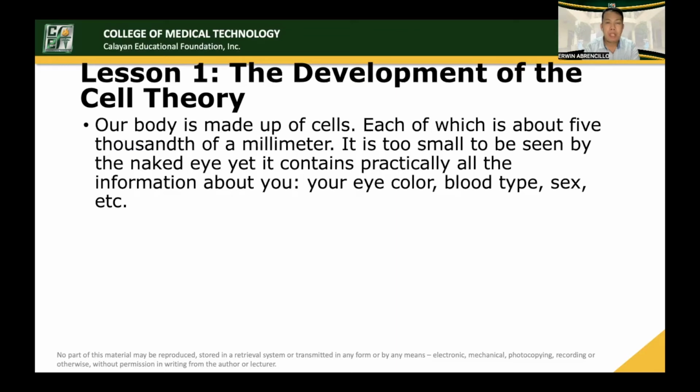Our body is made up of cells. We all know that. One of the characteristics of living things is that we are all made up of cells. Either the organism is unicellular or a multicellular organism. The point is all organisms are made up of cells. So our body is likewise made up of cells.